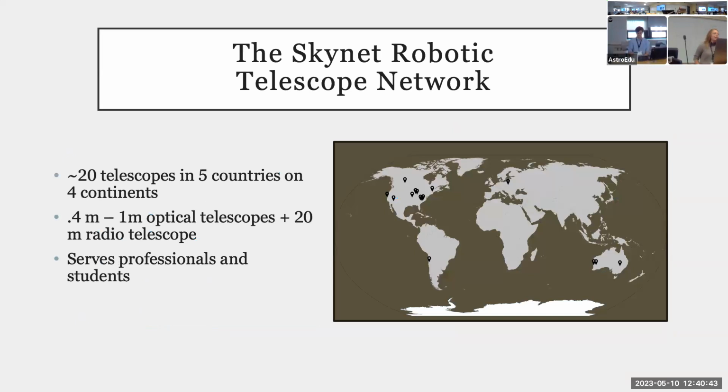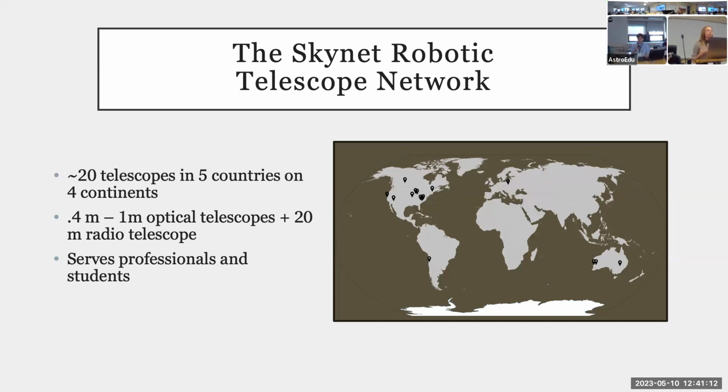But what is Skynet? Skynet is a network of fully robotic telescopes spanning 4 continents and 5 countries. If you're not familiar, what we mean by robotic is that there's no one there making sure the telescopes are taking the right observation. No one's sitting in the dome, making everything run smoothly. They run smoothly on their own with us safely in our beds at night and not having to stay up late. So we have about 20 telescopes.